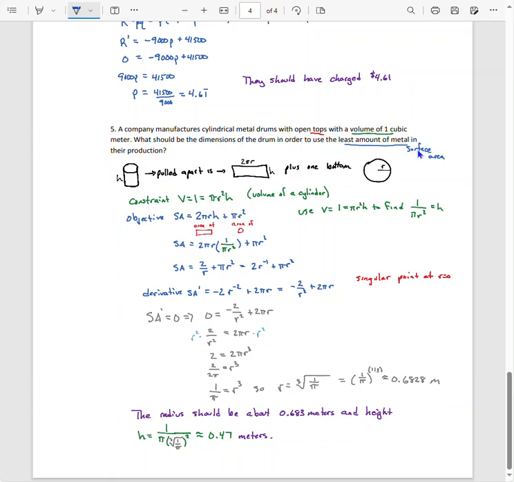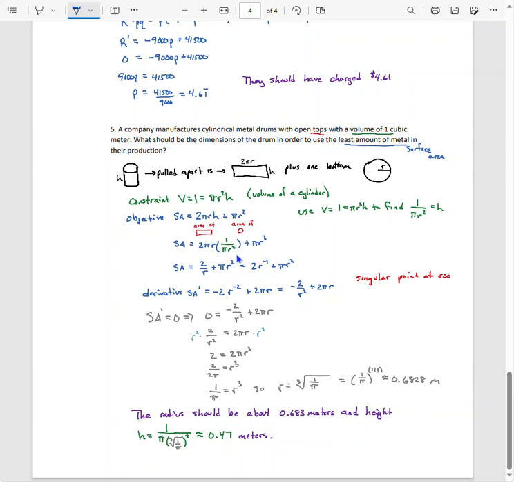Now, the least amount of metal. The amount of metal is the actual surface area. So my objective function is to minimize surface area. And surface area will be the surface area of the rectangular part, 2 pi r times h, length times width, plus the area of a circle, pi r squared. Well, we know that h can be solved. H is equal to 1 over pi r squared, right? Because we know the volume is 1. If 1 equals pi r squared h, then h equals 1 over pi r squared, and I can substitute.